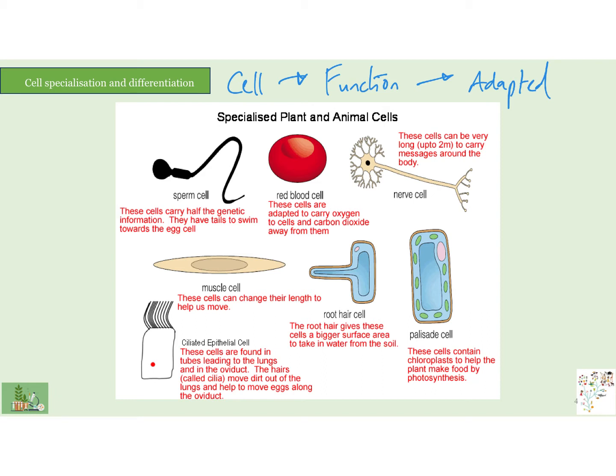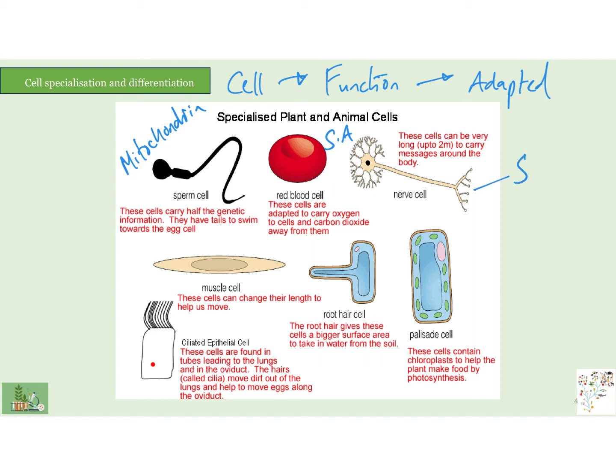So sperm cells, their function is to carry half the genes during fertilization. It needs to be able to move quickly, so it has mitochondria, is probably the main adaptation of a sperm cell because it produces energy which allows it to move quickly. A red blood cell, its main job is to carry oxygen, its only job is to carry oxygen. It has a large surface area, which means it can contain more hemoglobin, which means it can transport more oxygen.